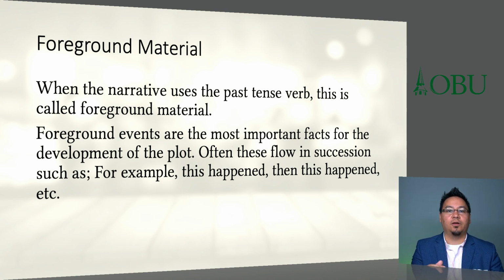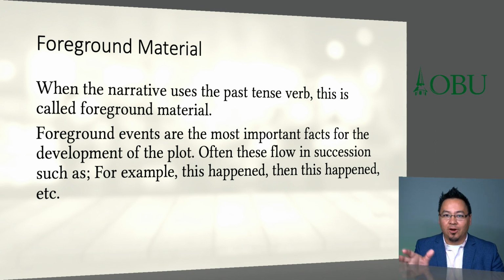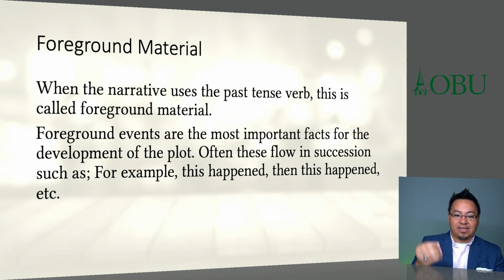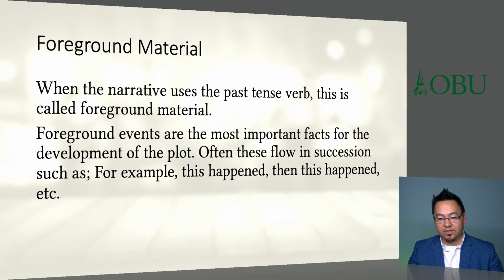It is still going on. So for instance, we could say background material, back to the David and Nathan and Bathsheba thing. At the time when kings had gone to war, David is in his palace. Background material, because it's past tense there in the text. Foreground material is going to be giving us what is happening now, right? Foreground events are the most important facts for the development of the plot. Often these flow in succession, such as, for example, this happened, and then this happened, etc.